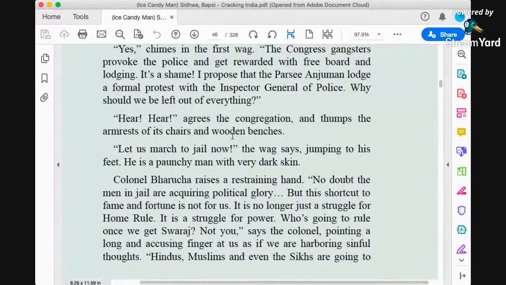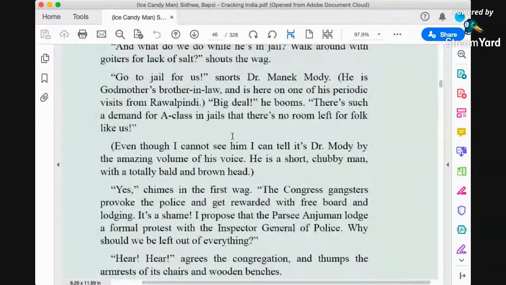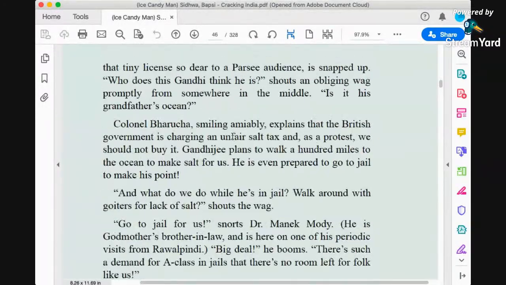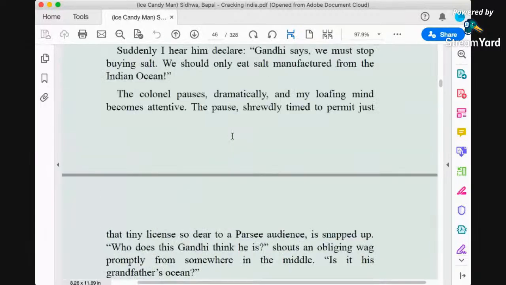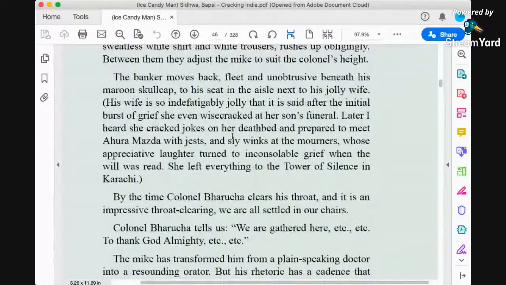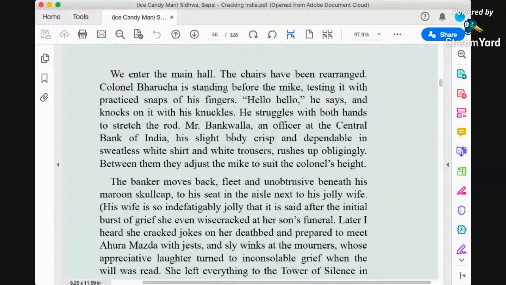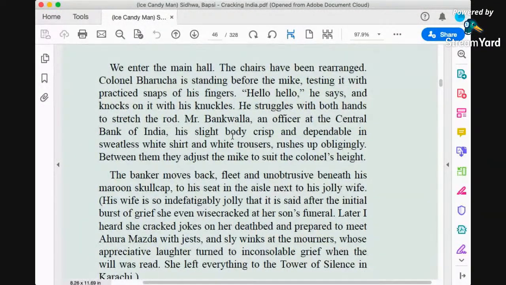For example, in this chapter, we find the mention of Colonel Barucha again and again, and he was going to address a type of party, a type of gathering of these people. As you can see on this page also, the beginning paragraph says we enter the main hall. So a hall room has been arranged in order to let these people talk about what they have gathered for. They may be discussing the political situation as well.